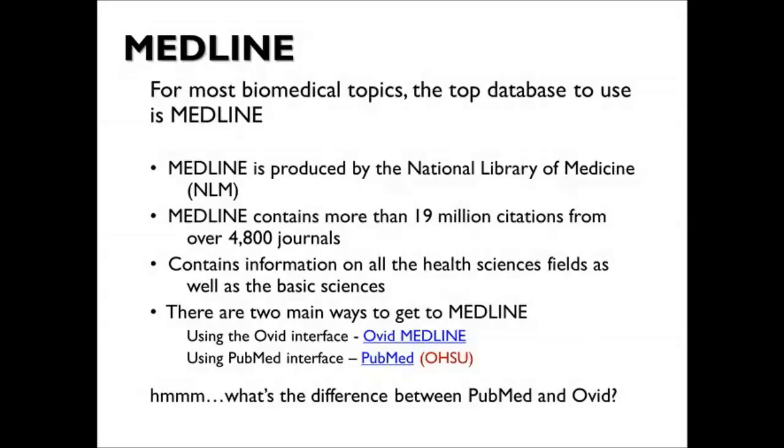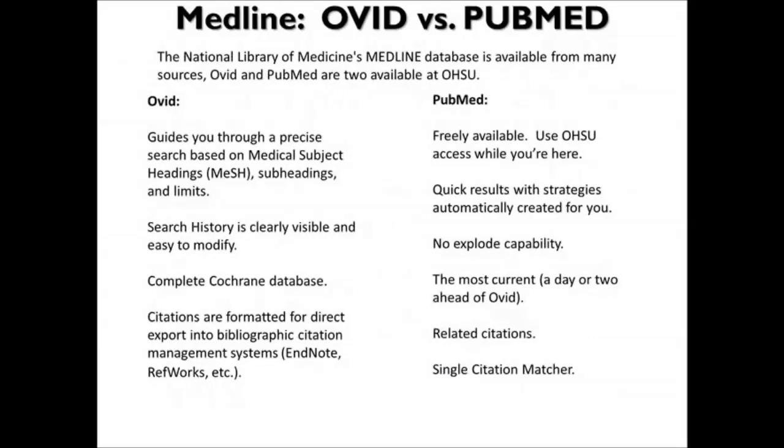It's freely available to anyone who can go online, but if you're a PubMed searcher, you want to make sure that you access PubMed through the link on the library homepage, because that will tie you into all of our electronic journal subscriptions. So to get access to full text through PubMed, you need to go into PubMed through the library homepage. The differences between PubMed and Ovid are there are quite a few of them.